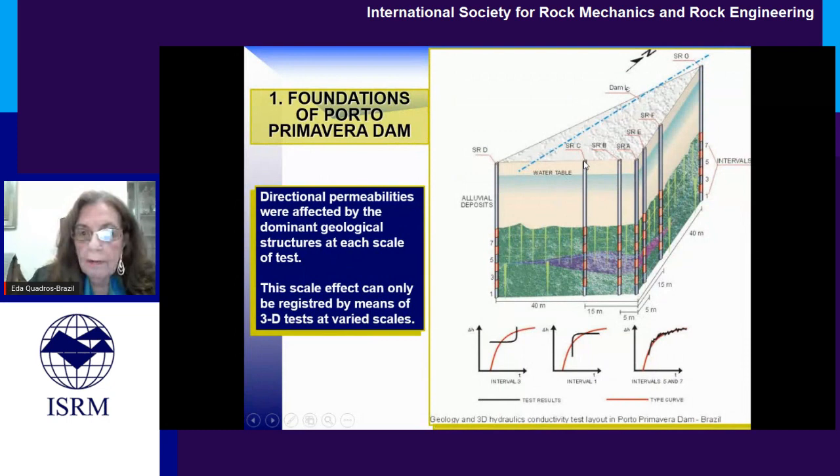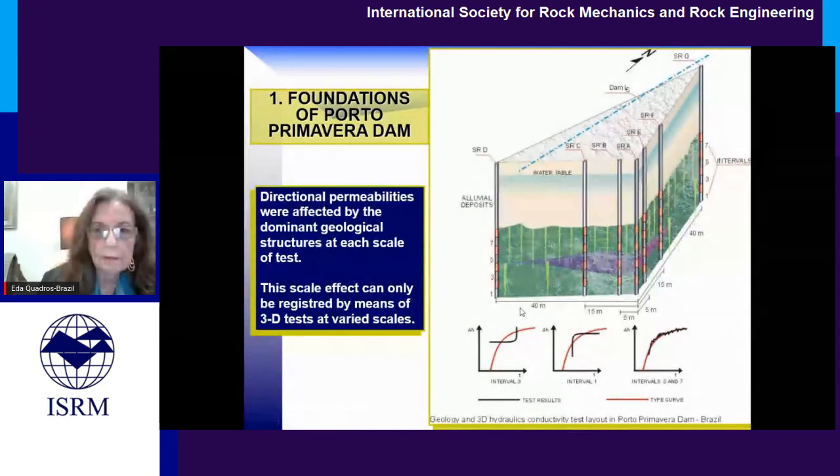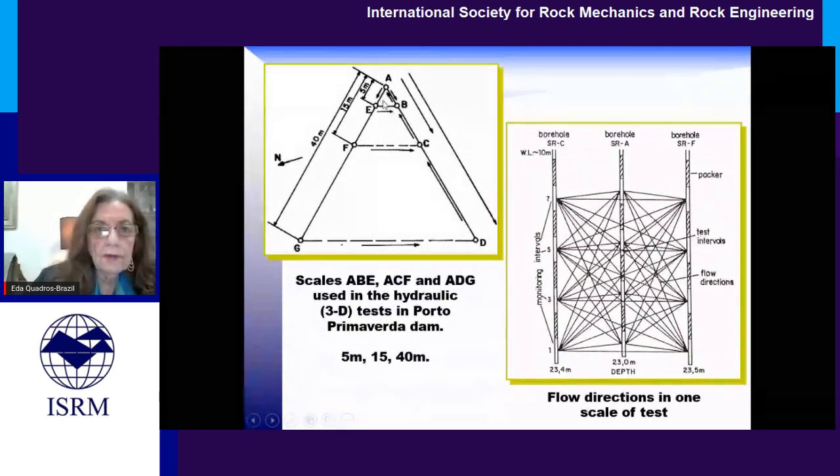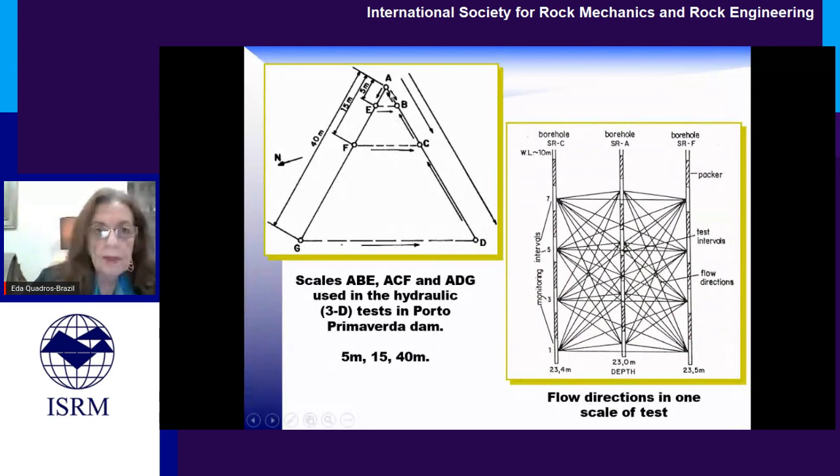And the tests were performed in basaltic rocks showing micro flows and large flows. Then there was a big difference in the test results, which results in high anisotropy relation. And the tests were performed in this arrangement, including three different scales, ABE, ACF, and ADG. And the size of each scale were 5 meters, 15 meters, and 40 meters.